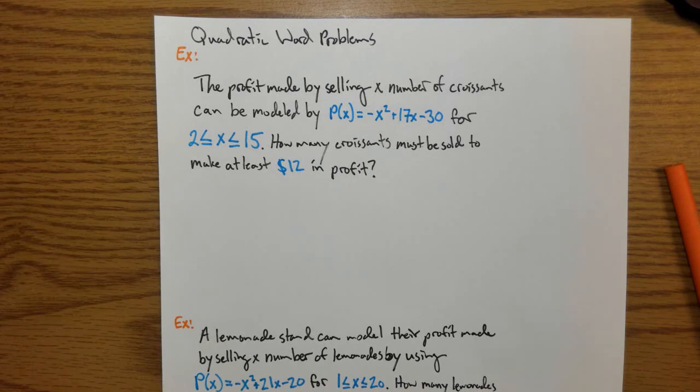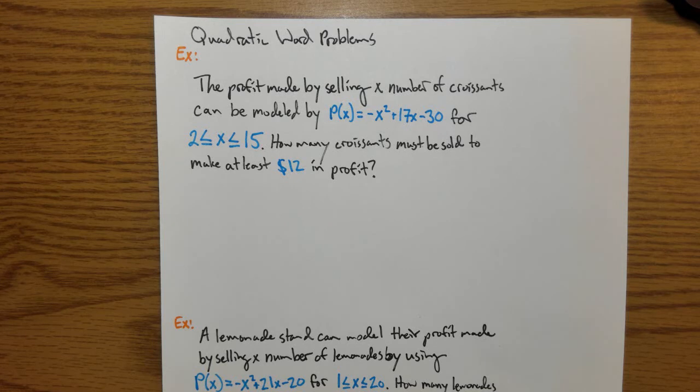Okay, so let me read this first, and then I'll give some explanation about it. So the profit made by selling X number of croissants can be modeled by P of X equals negative X squared plus 17X minus 30 for X is greater than or equal to 2 but less than or equal to 15. How many croissants must be sold to make at least $12 in profit?